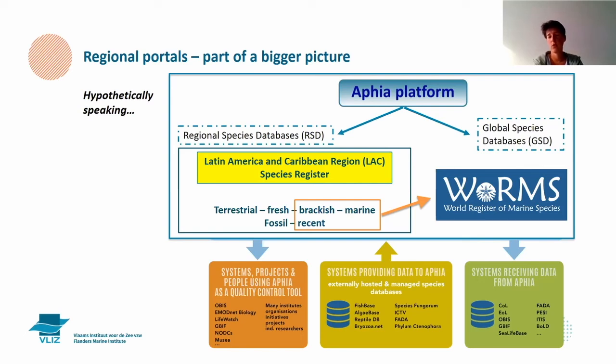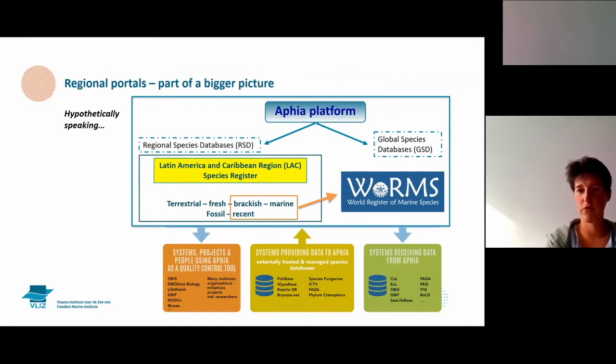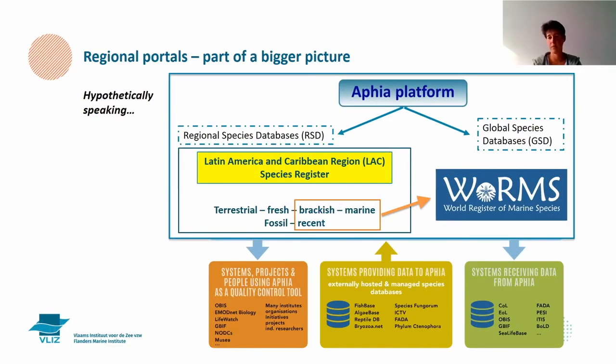So what we do is we don't duplicate what they have, but we make a link with them, making an agreement that the taxonomic information that they have, for example, within FishBase, can also be displayed through the AFIA platform. And that allows us to still create a global register of marine species, including the fish, without having to set up a taxonomic network ourselves of people that work on fish, because we have that through FishBase. So we avoid duplication of effort and we strengthen collaboration with already existing initiatives.